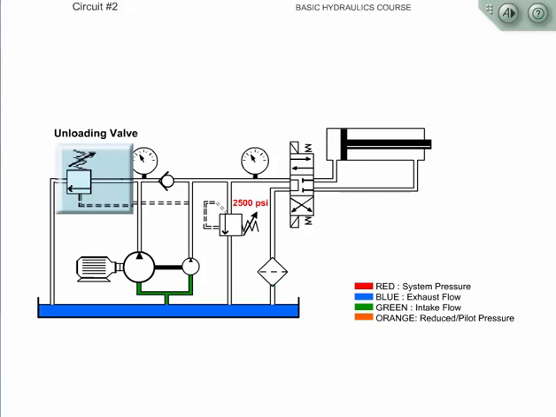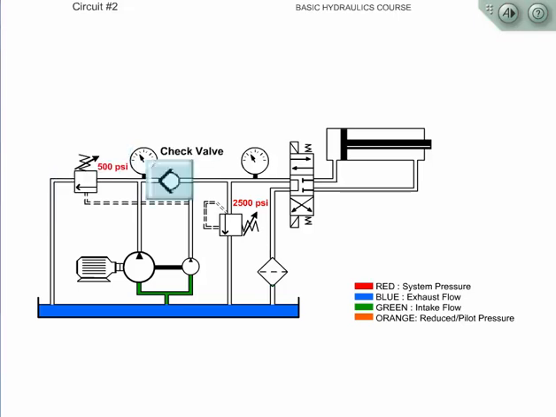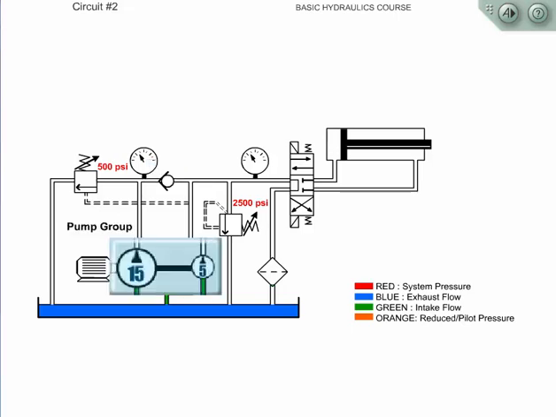When the system pressure reaches 500 psi, this valve will open and allow the flow from the high-volume pump to go back to the tank at minimal pressure. Next, we will look at the function of the check valve. When the system pressure is less than the unloading valve setting, flow from the high-volume pump flows through the check valve to combine with the flow from the low-volume pump. After the unloading valve opens, this check valve closes, so that the flow from the low-volume pump won't flow to the unloading valve.